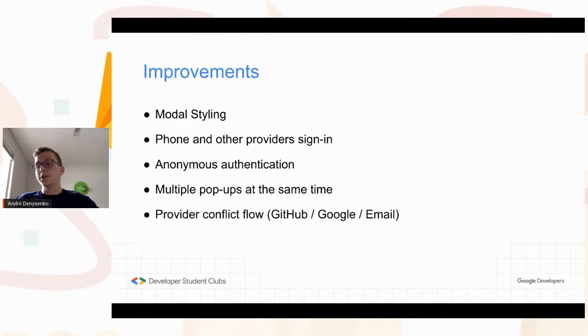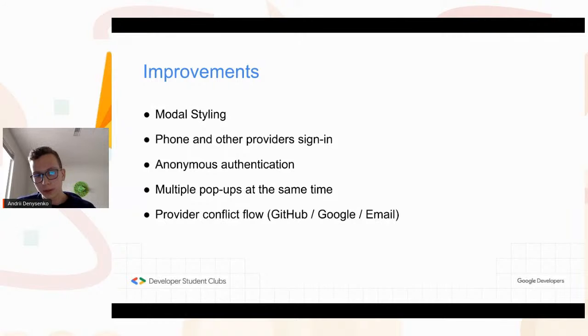Phone and other providers sign in. If you want to experiment on your own how that works, totally feel free to contribute to our project or include those providers in your web apps. Anonymous authentication is an amazing option. If you want to add an ability for your users to not provide any email, but have some limited functionality, add anonymous authentication to your app. And that's very easy to do as well. And you can find more references in the Firebase docs about that.